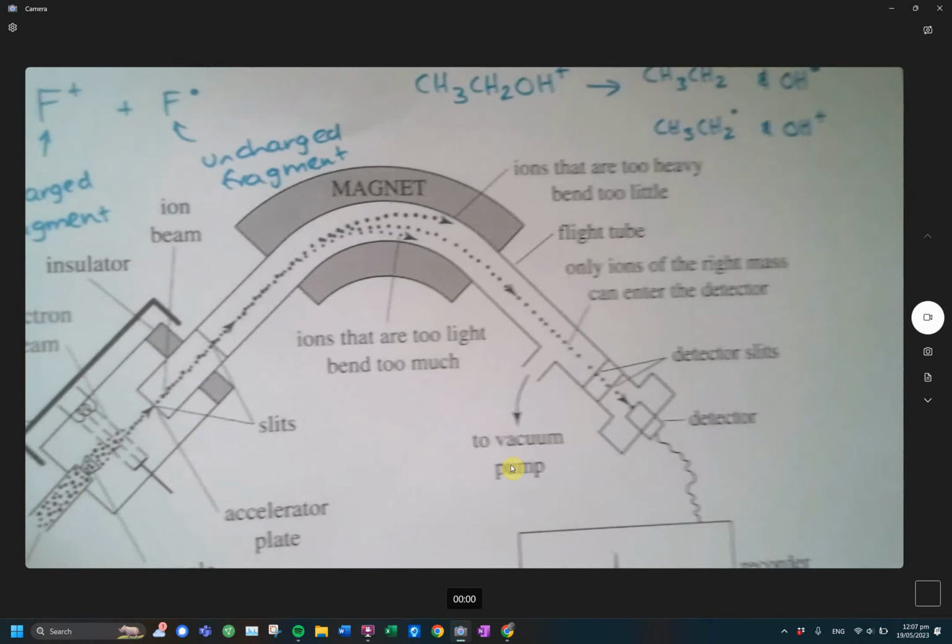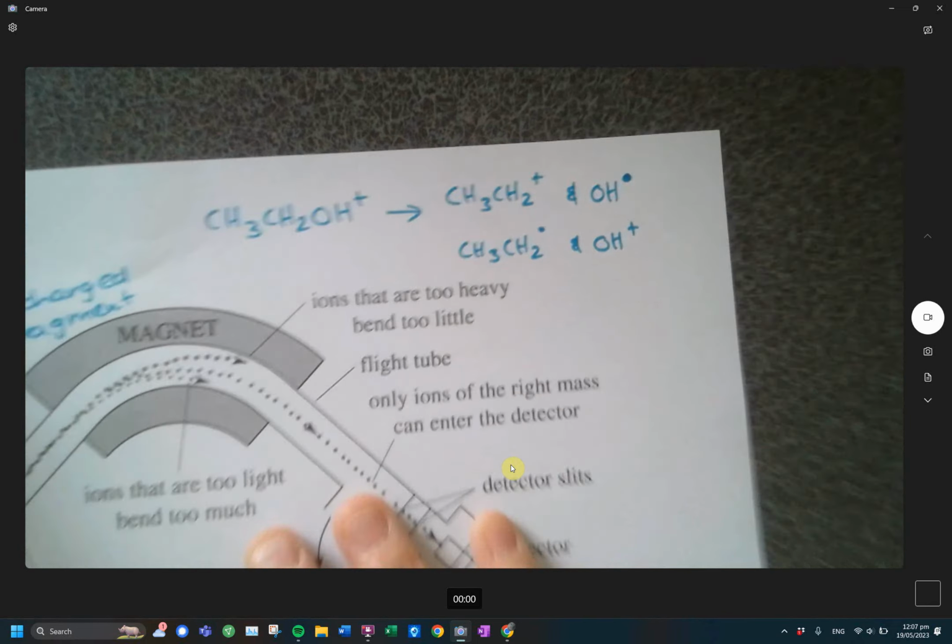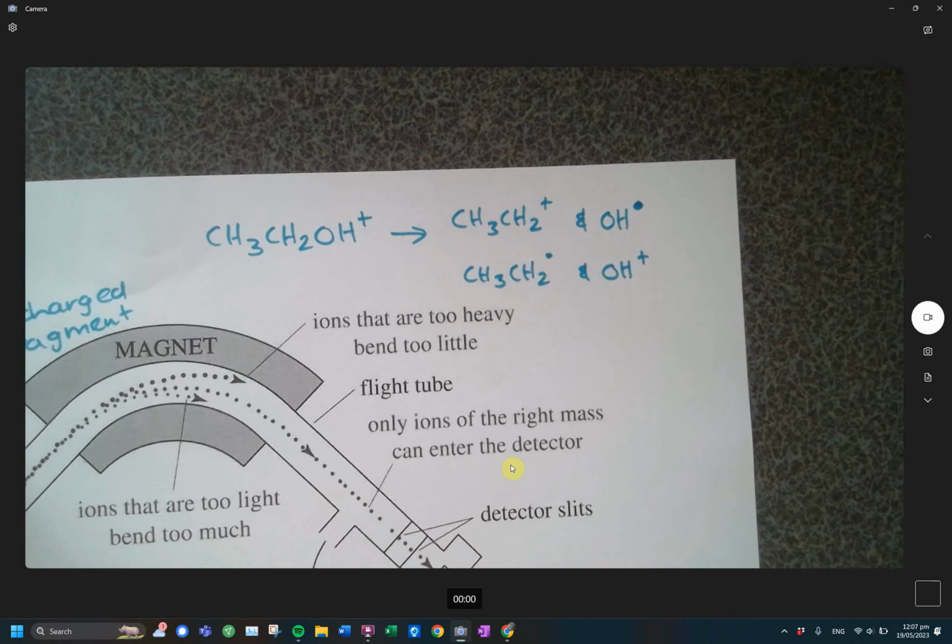Can't see it? Want me to zoom in? Is that better? So that's one way it can break apart. Do you want to see another way it could break apart? Huh? It just randomly gets the charge.